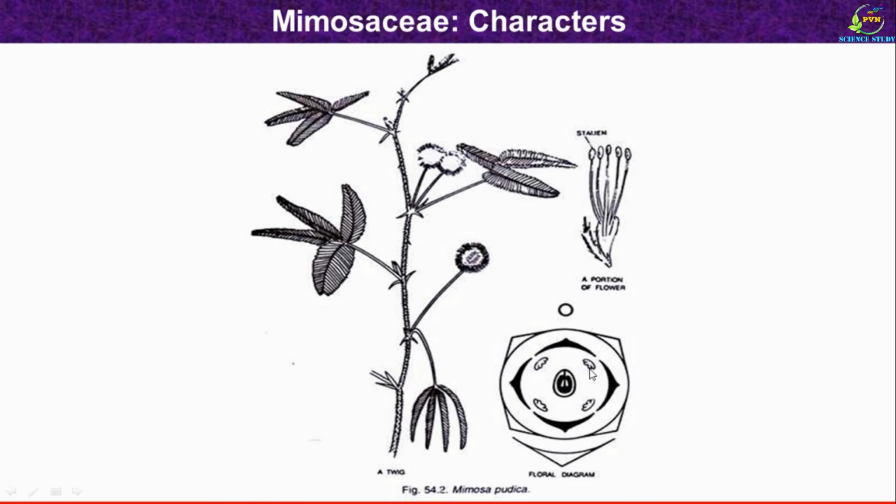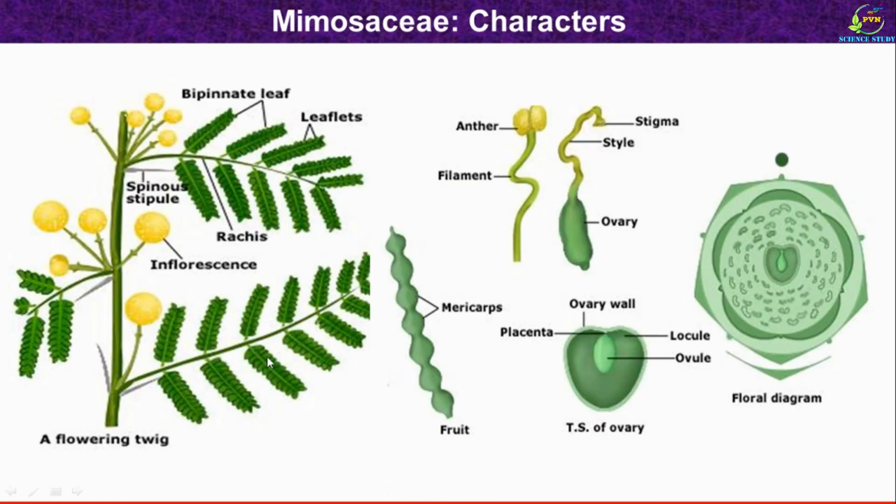Then this is another very important plant. The botanical name of the plant is Acacia arabica. This is the flowering twig of the plant. These are the spinous stipules. Leaves are bipinnately compound, and these are the leaflets. And here you can see the rachis. Then this is the fruit, where we can see mericarps.